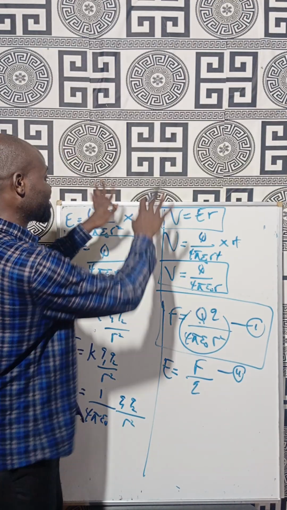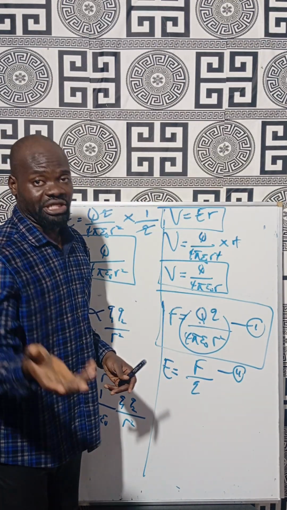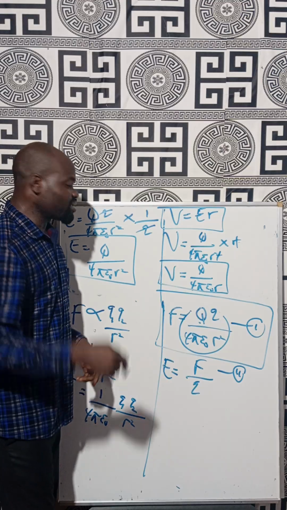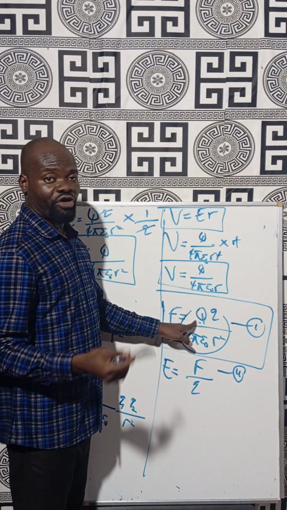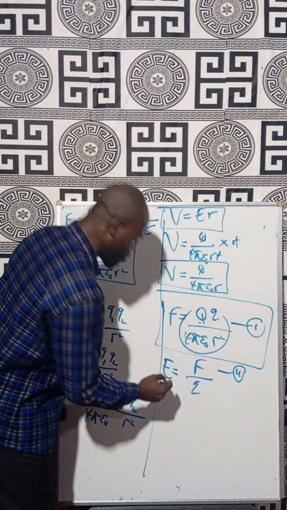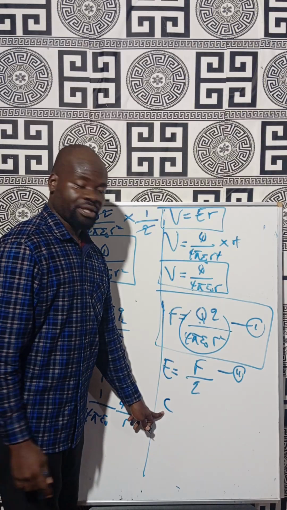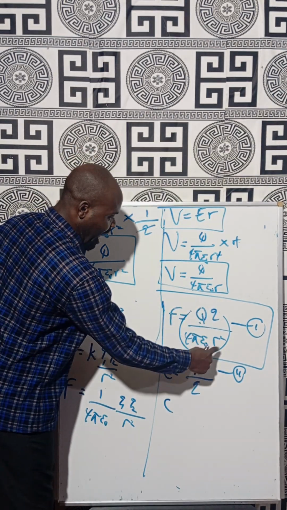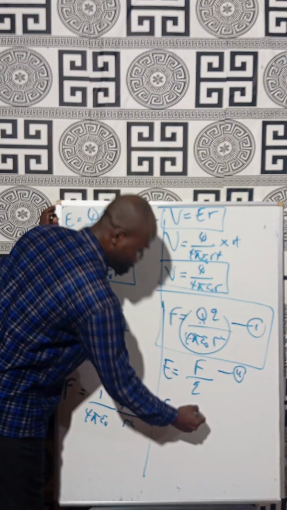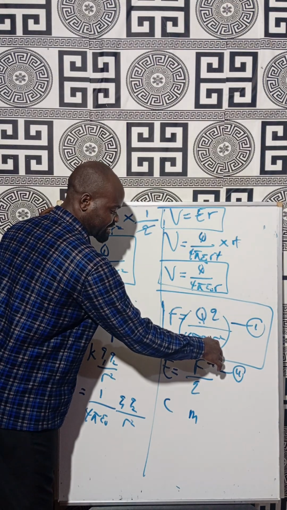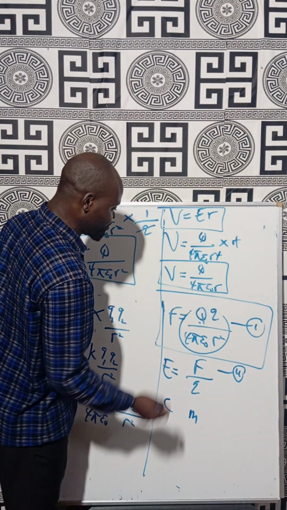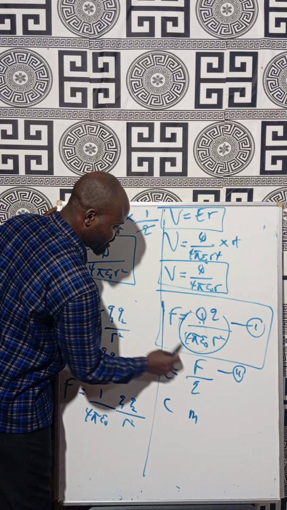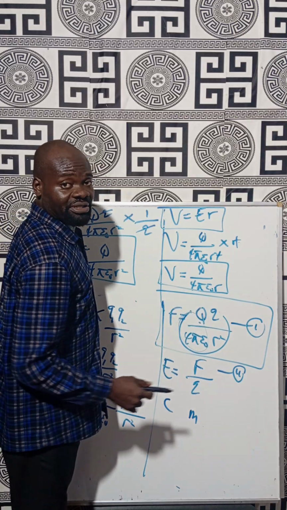Don't forget that each of these parameters has its own unit. Let me put their units. What was the unit of Q? Of course, Q is the charge. Charge is measured in coulombs. Both Q and q are in coulombs. And my R is my distance, in meters. You understand me now? All these others are constants.